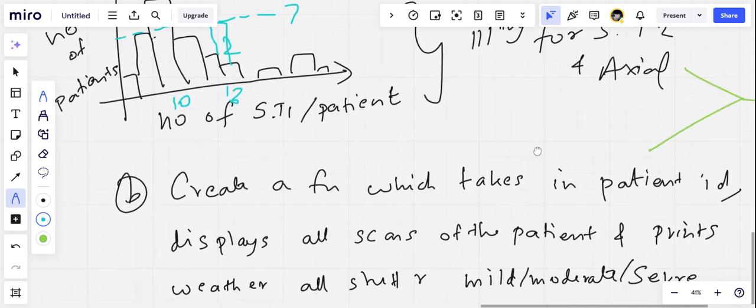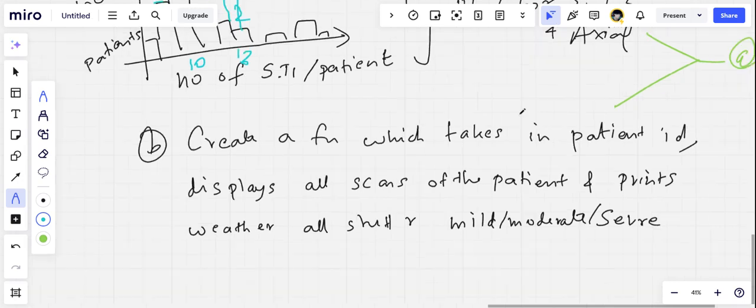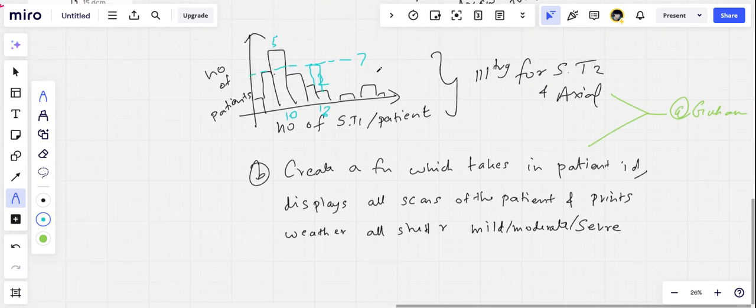And the second part of this task is to create a function which takes in the patient ID, displays all the scans of the particular patient, and prints the expected output data, whether the 5 diseases are mild, moderate, or severe. So this is the second part. So yeah, with this it's over.